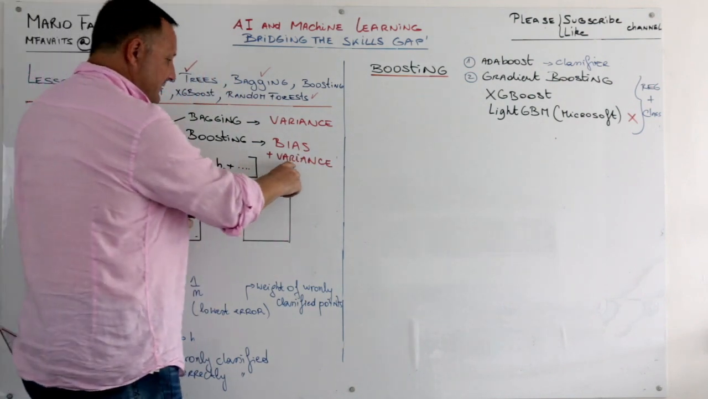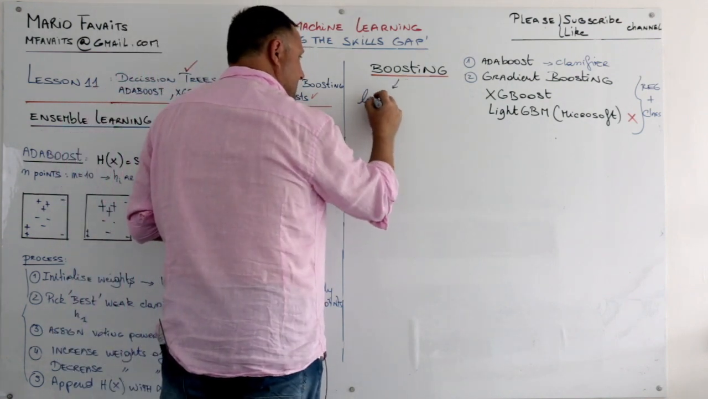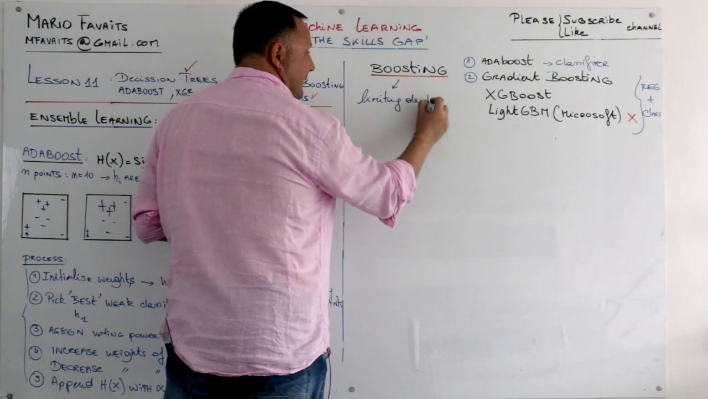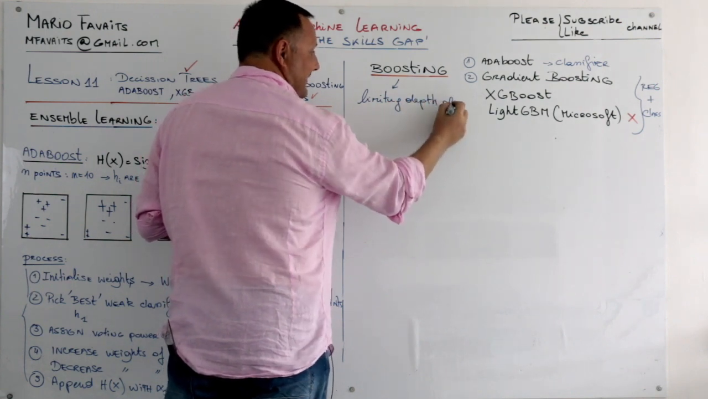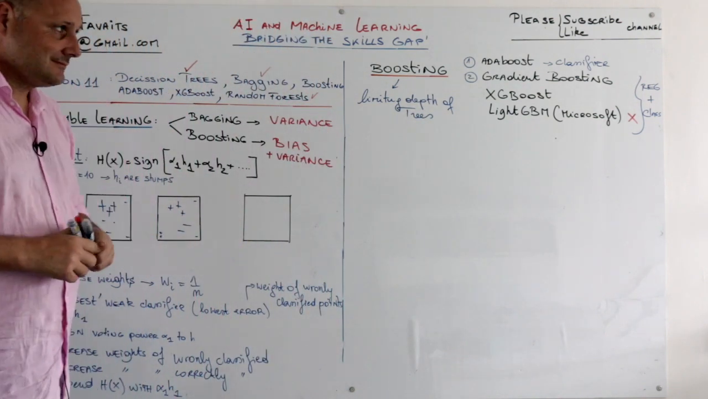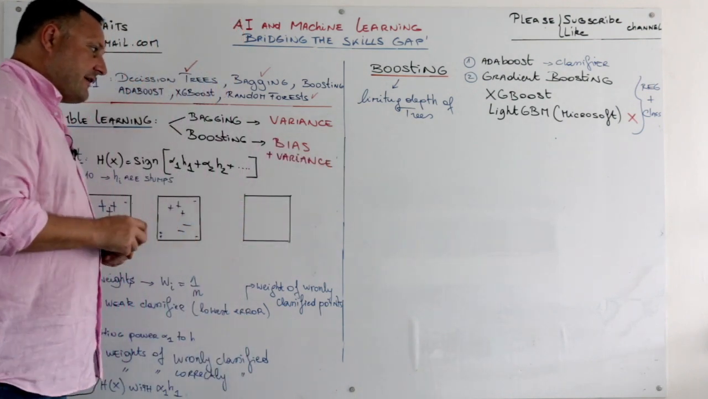And how will it deal with variance? By limiting the depth of the trees. So that's how boosting will also tackle variance issues.